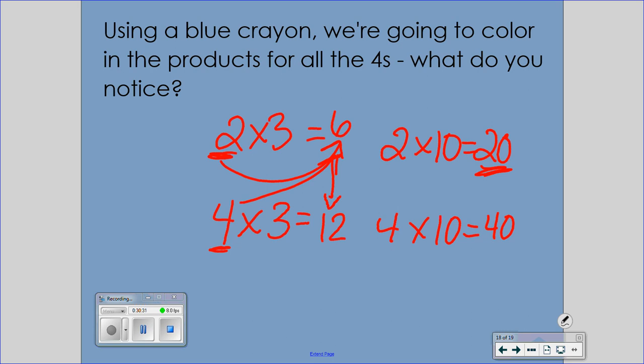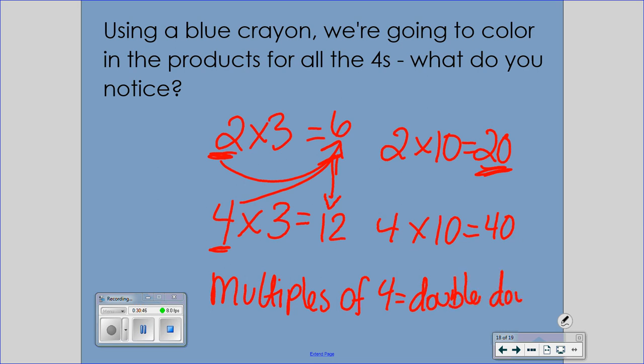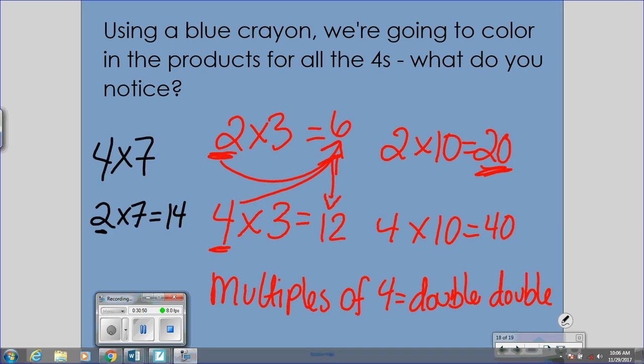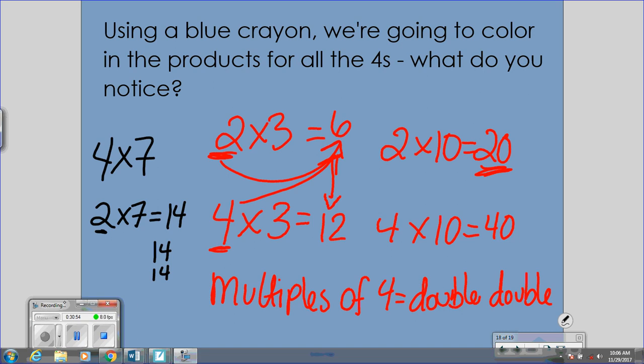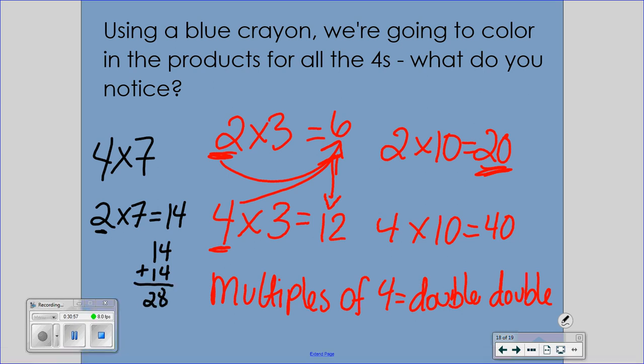Alright, so I want you in your notebook to write multiples of 4 equals double the double. Oh, that's smart. Is it? Yes. This is why I tell you, don't memorize your multiplication facts. Could you have memorized your 4s or your 7s? Yes, you could have, and that would have been fine. But for the rest of us who don't have our 4s or 7s memorized, is this a pretty cool strategy to use? Yes.